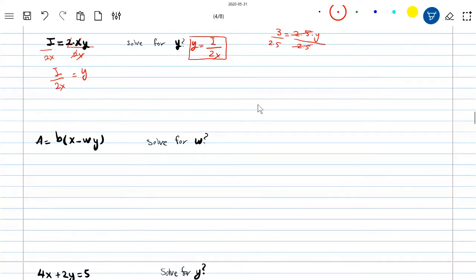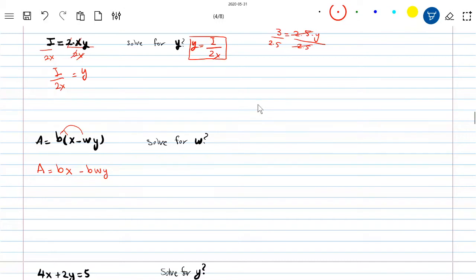How about this one? A equals v times (x minus wy). First they want you to figure out what w is. If there were numbers, what would you do? You distribute this coefficient, as if we were simplifying and solving an equation. I will distribute the coefficient. So let's do that. A equals v times x minus v times wy. This is exactly what you do if there was 3 as a coefficient: you distribute.